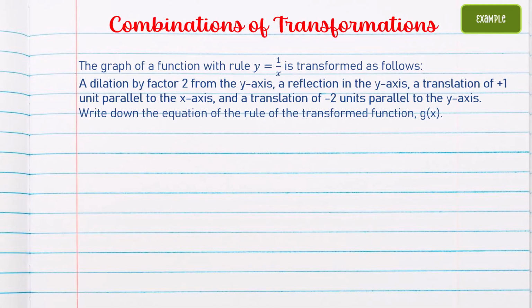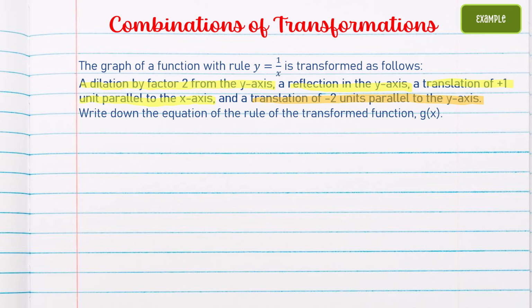So when working with a combination of transformations, I like to figure out, well, what am I doing to my x and what am I doing to my y? So reading through this, we've got a hyperbola once again. We have a dilation of factor 2 from the y-axis, so that is an x-coordinate effect. A reflection in the y-axis once again affects the x-coordinate, and then a translation of 1 unit parallel to the x-axis, so that they all affect the x-axis, and then a translation of negative 2 units parallel to the y-axis, that's going to affect my y-coordinates.